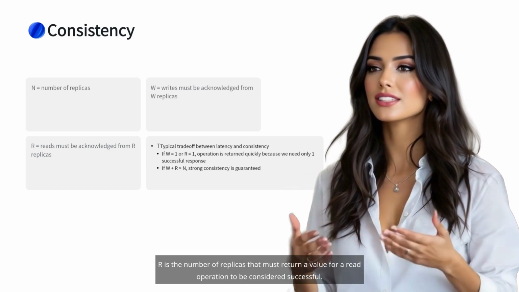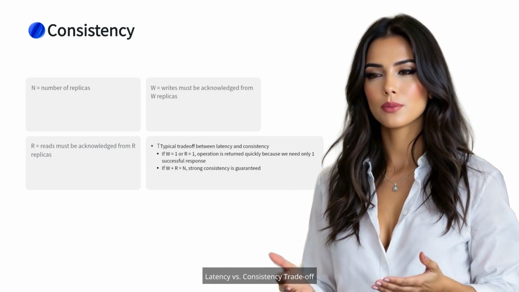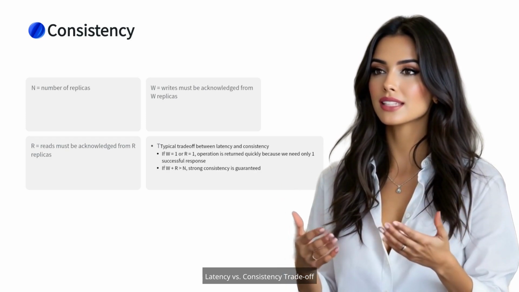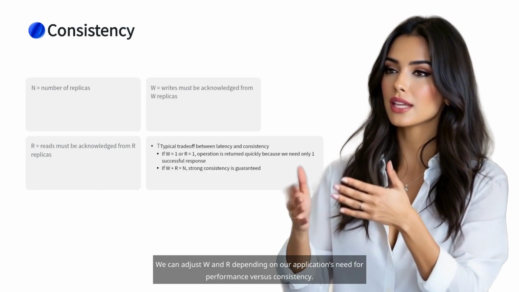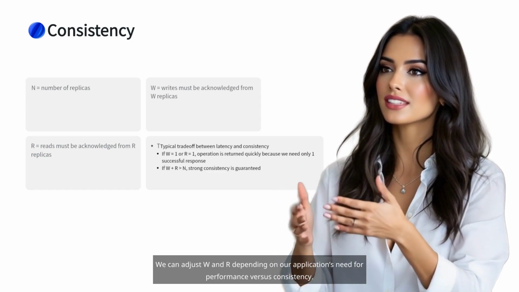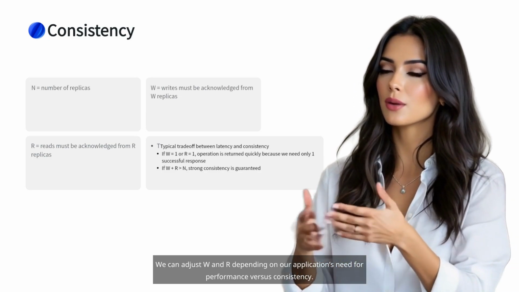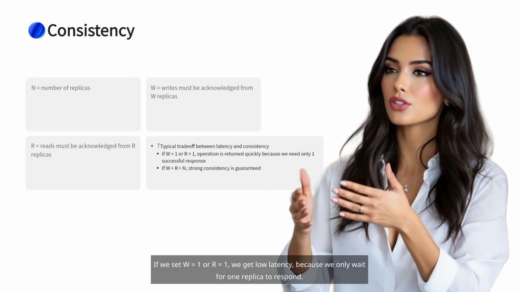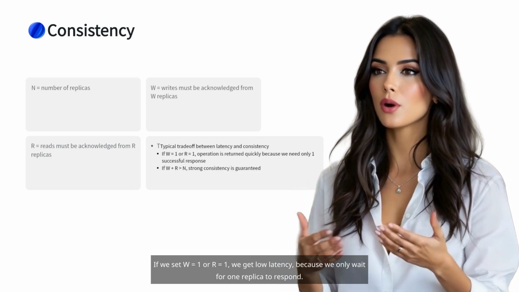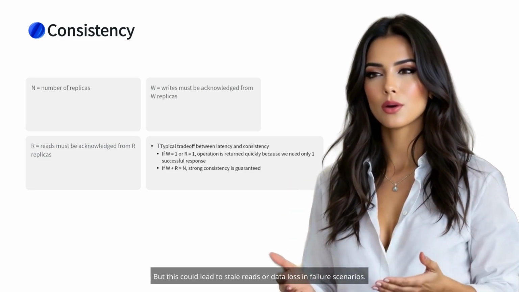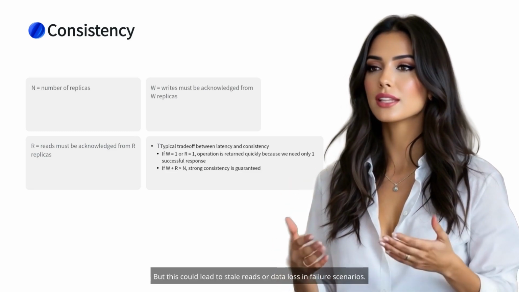Latency versus consistency trade-off. The beauty of this model lies in its tunability. We can adjust W and R depending on our application's need for performance versus consistency. If we set W = 1 or R = 1, we get low latency because we only wait for one replica to respond. But this could lead to stale reads or data loss in failure scenarios.